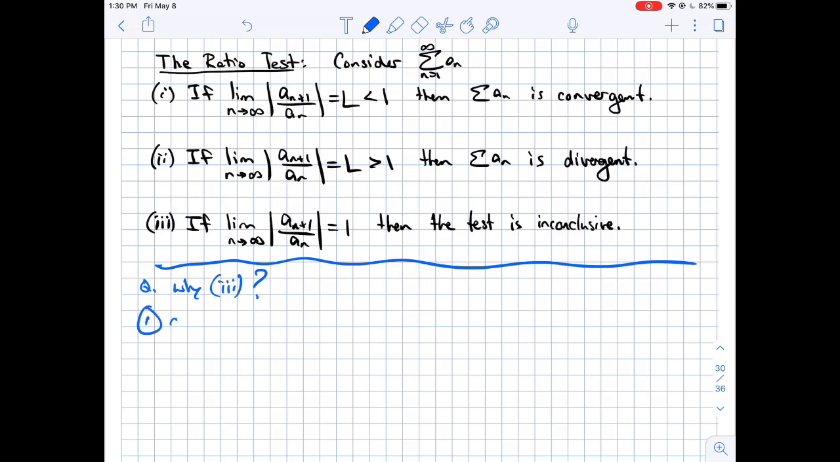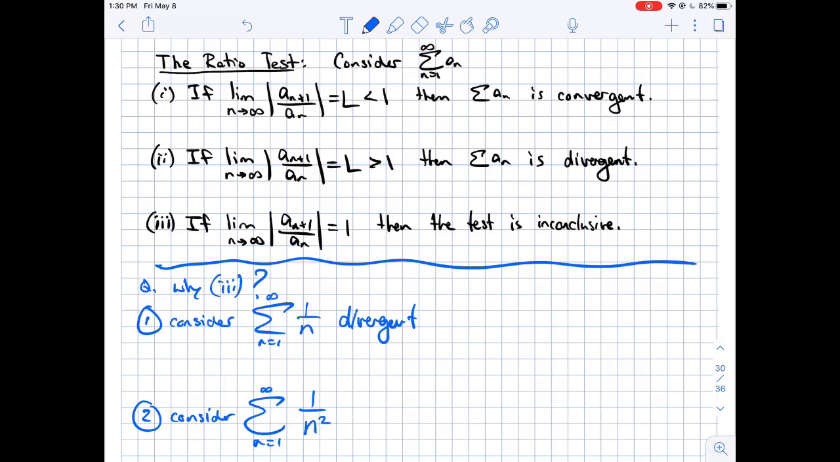So first off, let's consider the series 1 over n. Okay, so this is a p-series, and it's p equal to 1. It's actually the harmonic series. It's divergent. Okay, and now let's take a look at a second one. Here, let's take another p-series, not so different. Let's actually just take 1 over n squared. This is a p-series with p equal to 2, which is larger than 1, and therefore this one is actually convergent. Okay, so we have two different series. One is divergent, one is convergent.